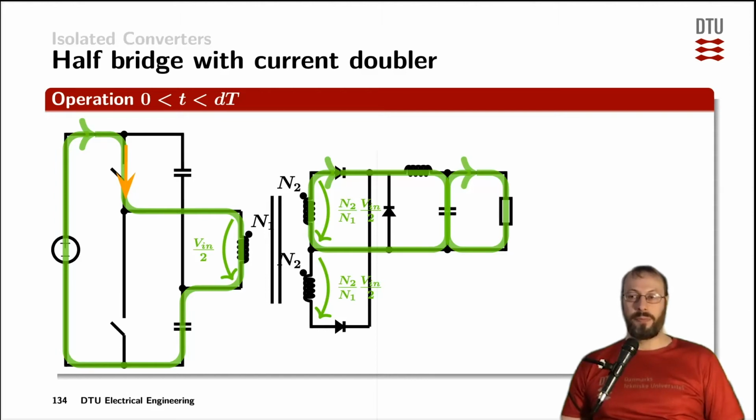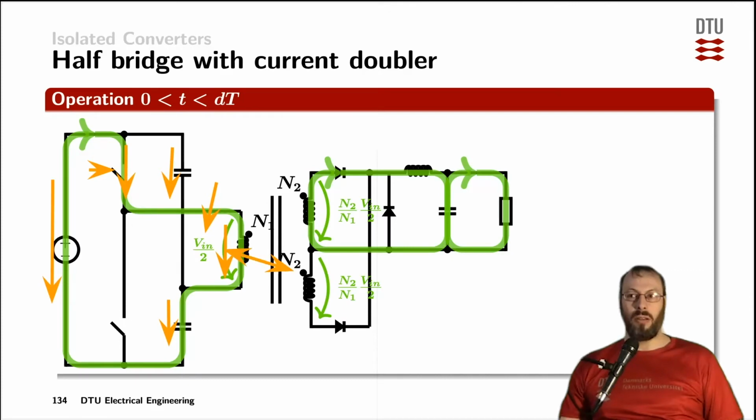While we have the first switch closed, the capacitors here form a voltage divider, each of them storing half of the input voltage. That means we have the primary side of the transformer in series with half of the input voltage. The switch up here is a short circuit, and Kirchhoff's voltage law is closed, looking at the input voltage from the DC source. So therefore, we have half of the input voltage across the transformer's primary side.